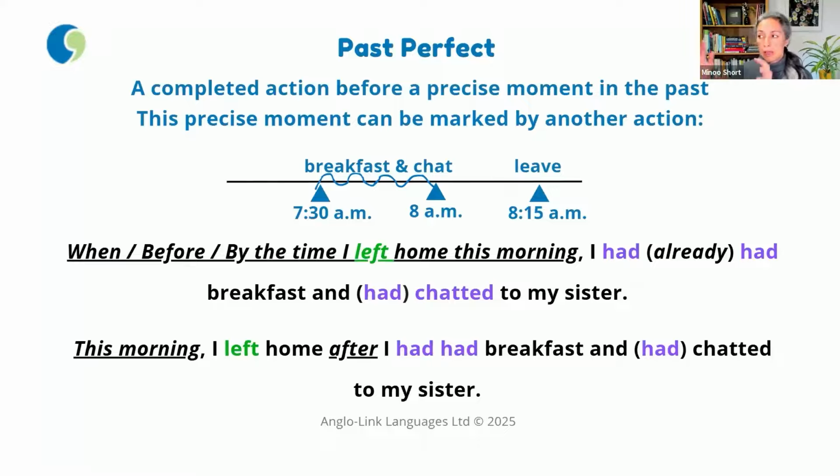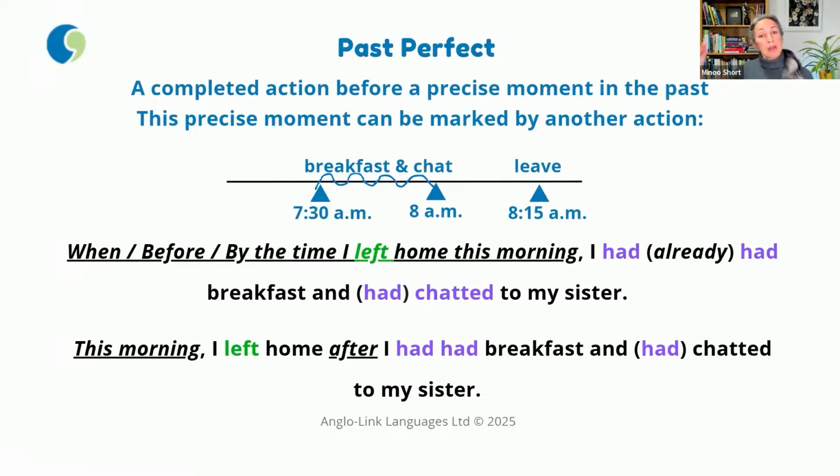And then we can combine the actions by saying when or before or by the time I left home this morning, and then we go back. I had already had breakfast and had chatted to my sister. Whichever way you combine these two, again, the earlier actions are in the past perfect, and the later action, the one that marks the point in the past, is in the past simple.